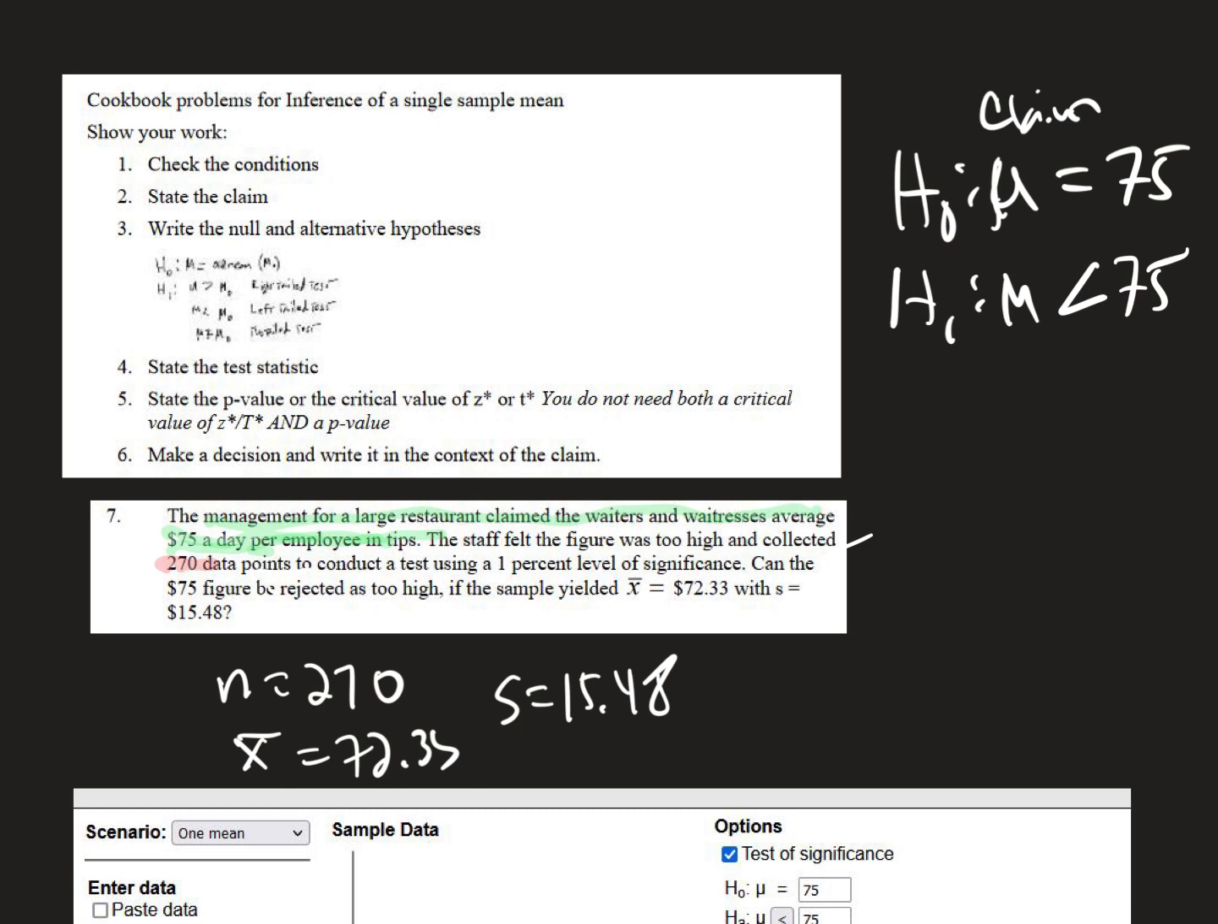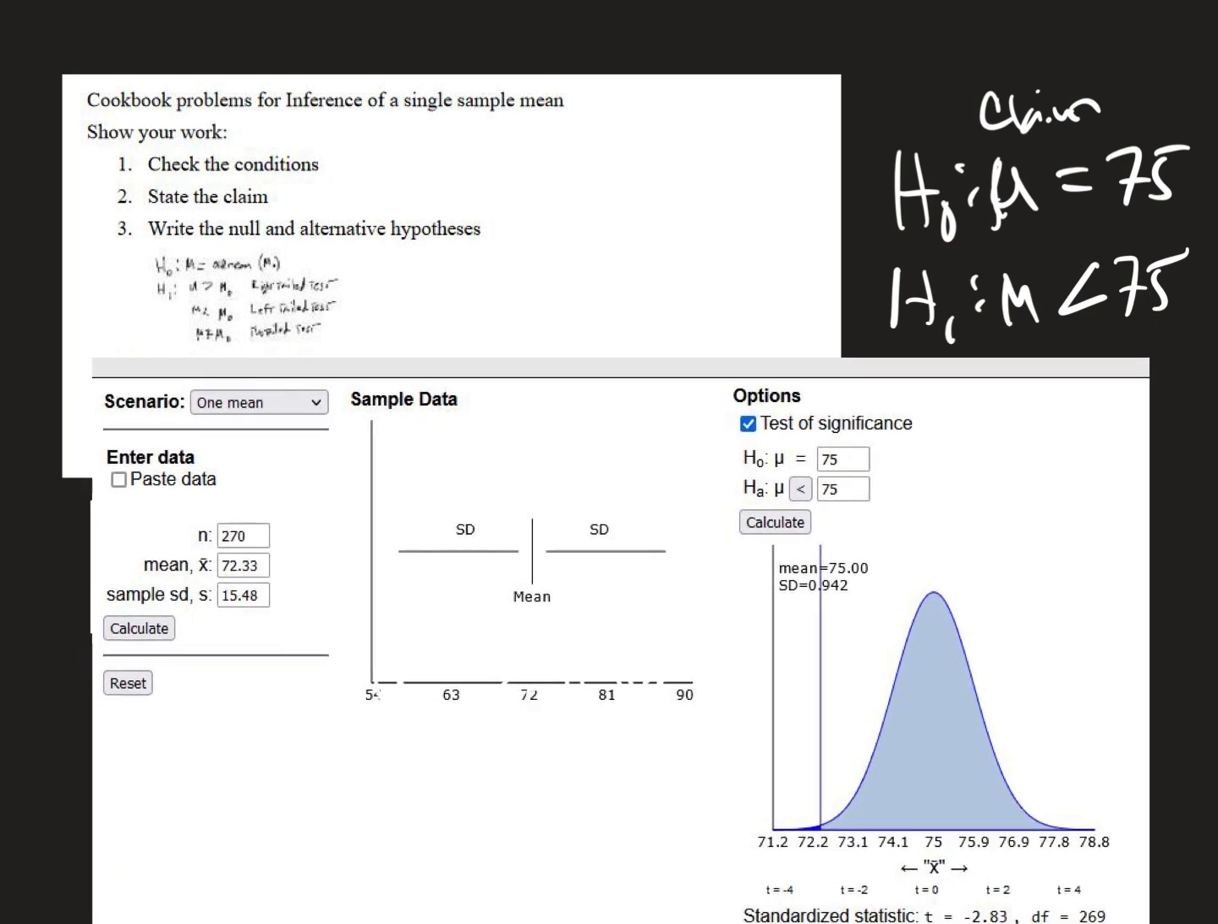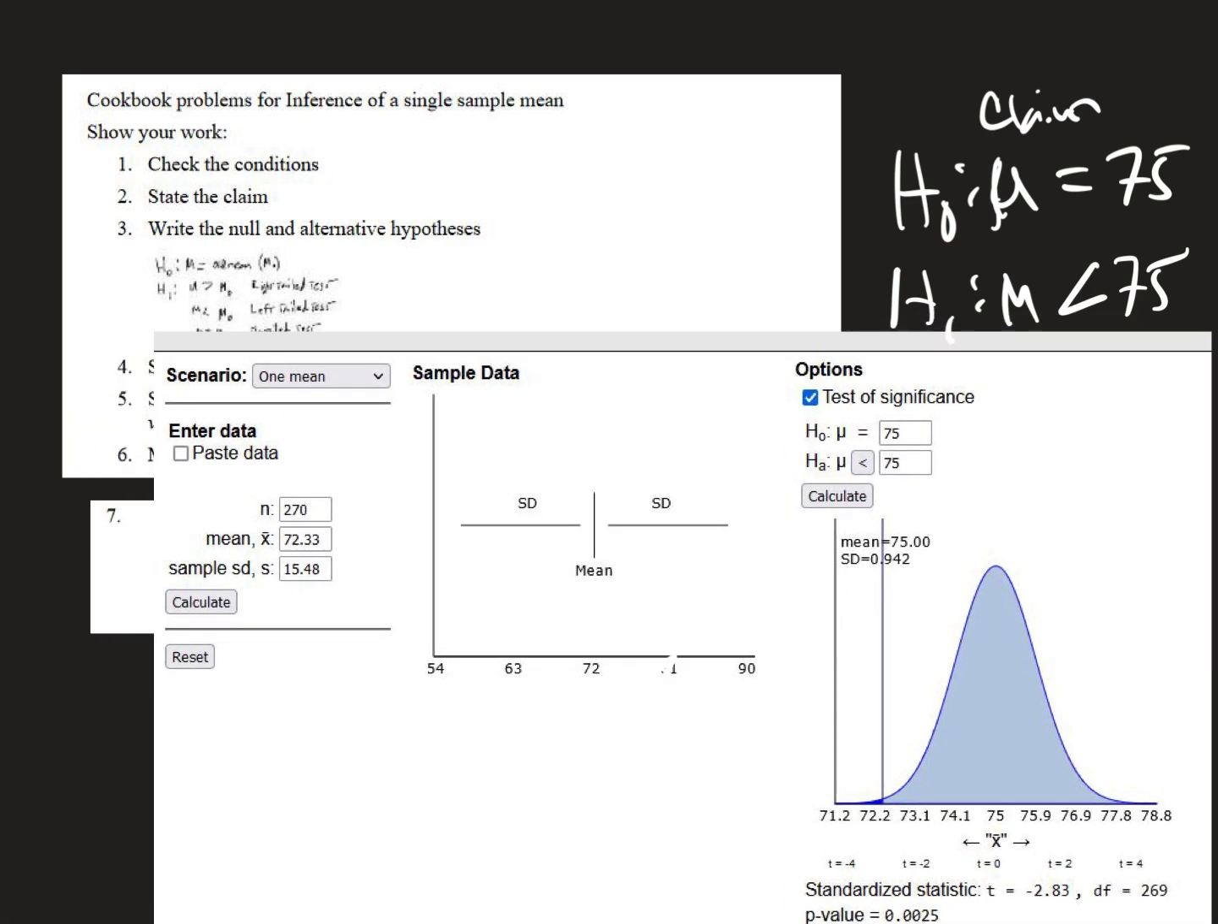Now we're going to run the test statistic, and you can certainly calculate a t-score, and that's not impossibly hard. But I'm also going to point you towards this Rossman Chance calculator. Once you go there, select one mean, because this is about means. You have to type in your sample results: the sample size, the sample mean, and the sample standard deviation. Click calculate. You check test significance, and you see how we did H0 and H1 first. That makes our work a lot easier.